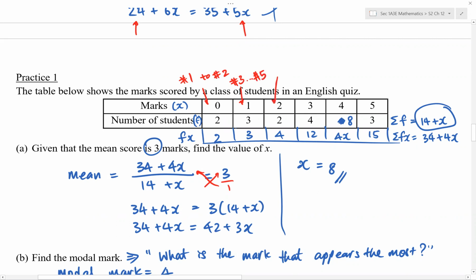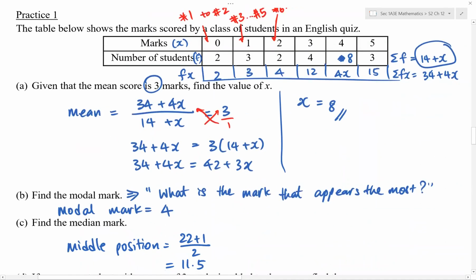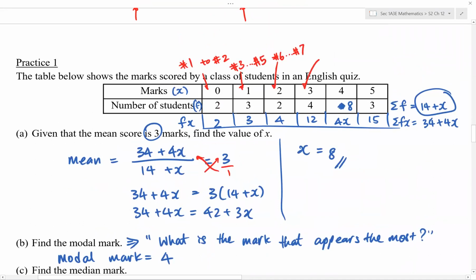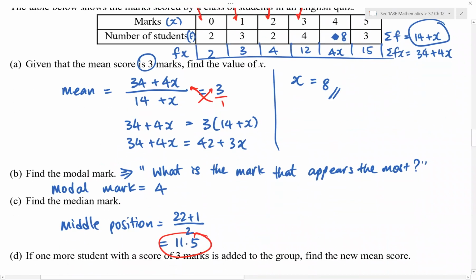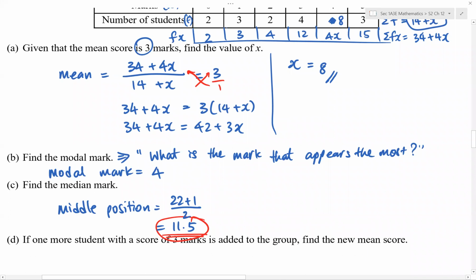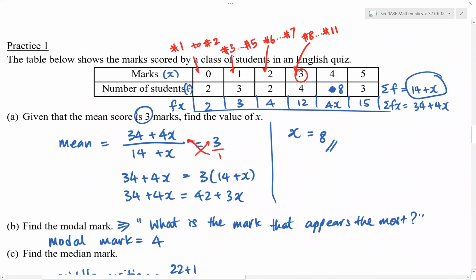Here, for students obtaining 2 marks, we've got position number 6 all the way to position number 7. Those are 6 and 7. We're still not there yet, right? We're looking for position number 11 and 12. Okay, so next one, scoring 3 marks. We've got position number 8 all the way to position number 11. Okay, just pause a moment. Remember, our middle position is number 11.5, right? So we are interested in position number 11's value, which we now know is 3 marks.